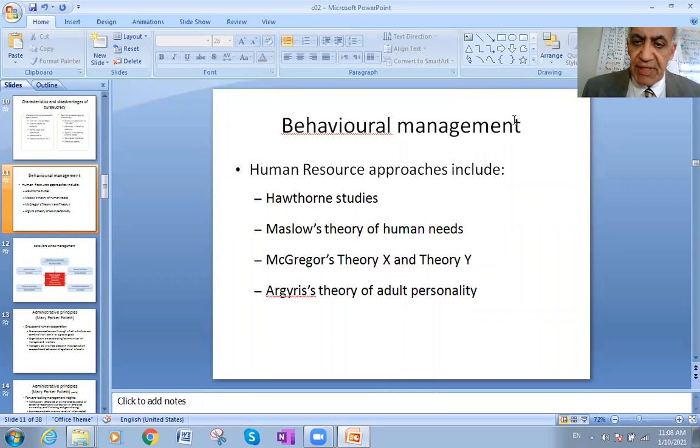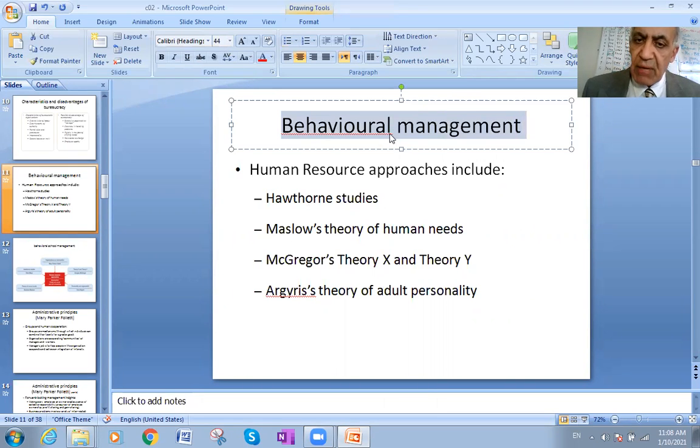Next on our list today, after we finish the classical school, we'll move on to the behavioral school of management. This school concentrates and focuses more on the human being, because they consider humans the most important factor of production. We said before the factors of production are land or natural resources, equipment, capital, and human resources.